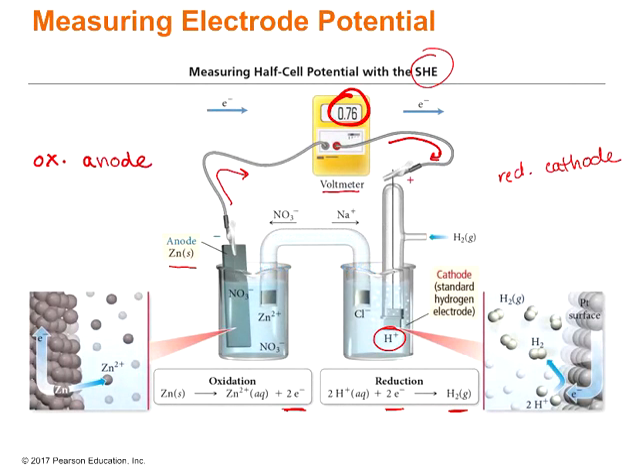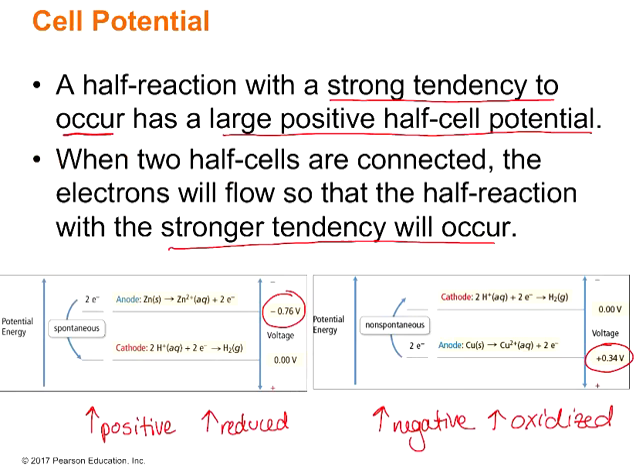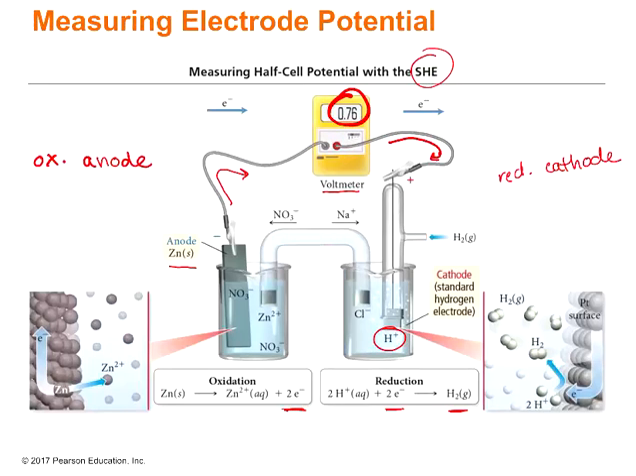Not now. So if we go back, remember the value is actually negative because it is spontaneously oxidized. Okay, so this is where those values come from.